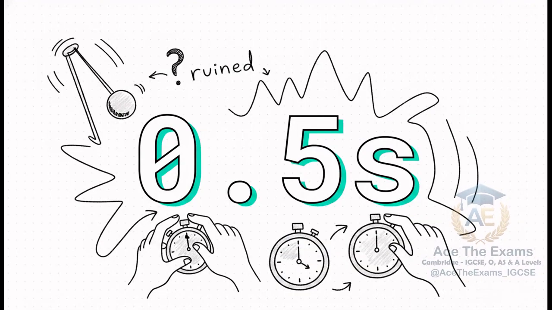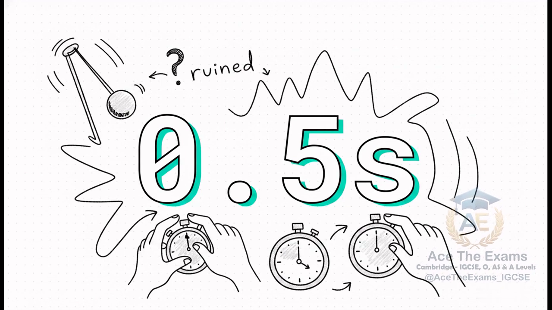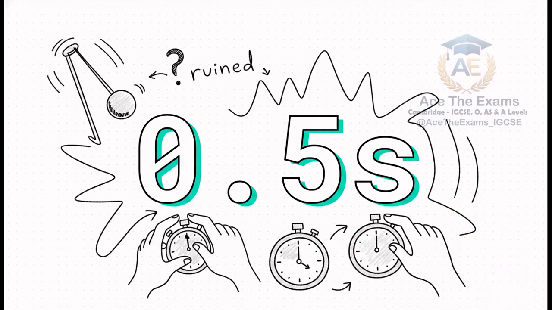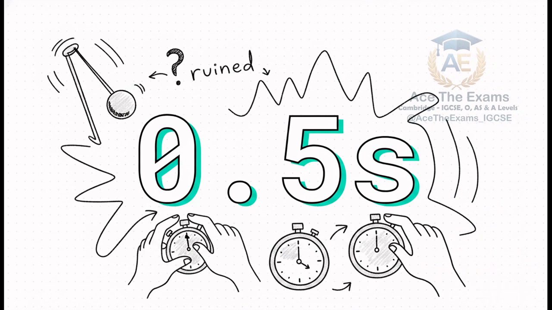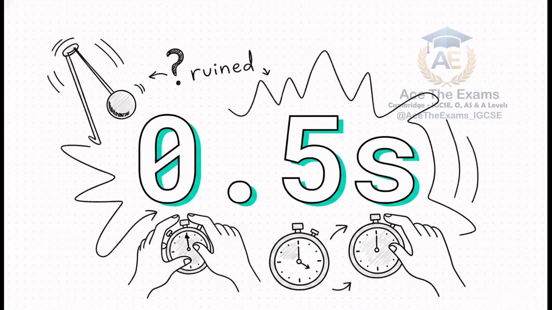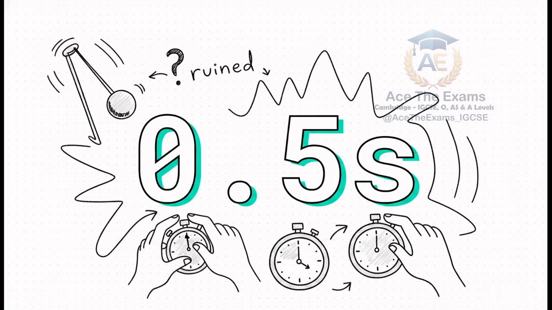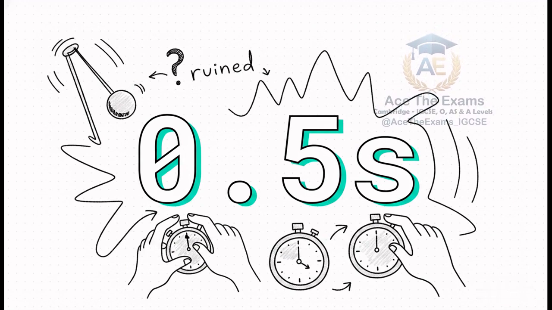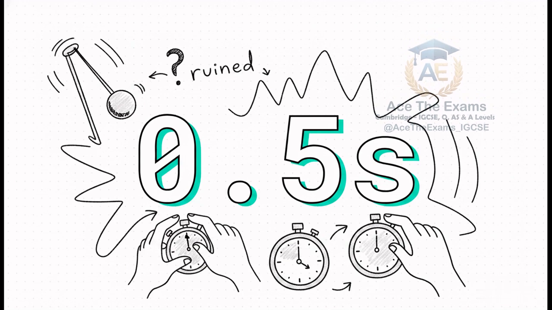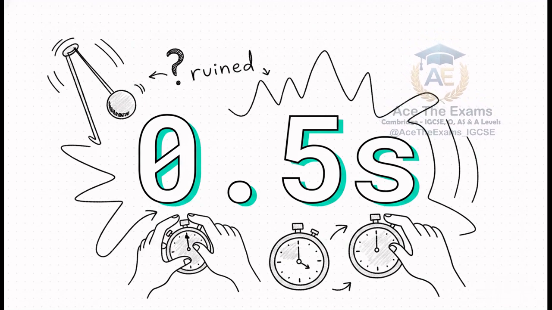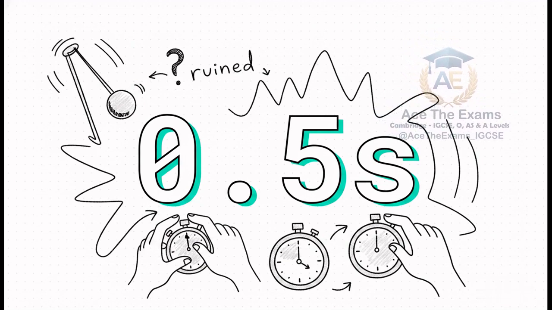The absolute fatal flaw here is human reaction time. It takes your brain and fingers about 0.5 seconds to react when you click start and when you click stop. There's a biological delay. If a single pendulum swing only takes a second, a half-second lag completely destroys your measurement. You aren't measuring the pendulum anymore, you're just measuring your own lag.